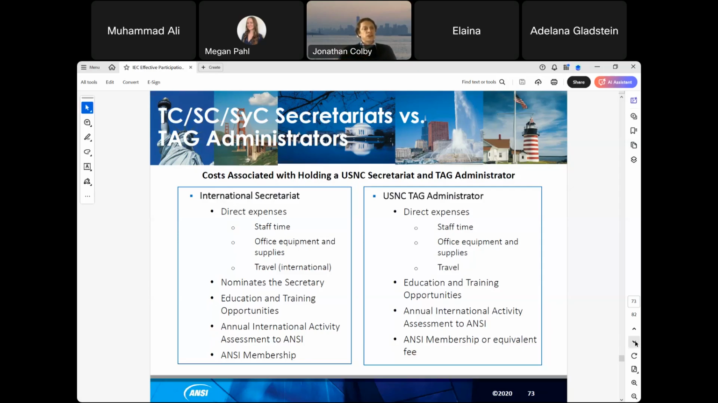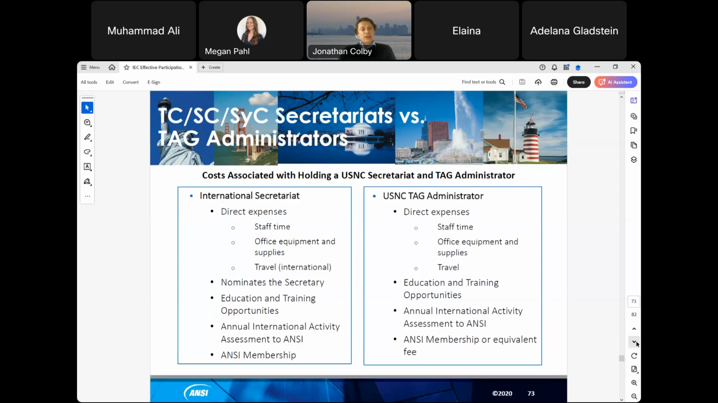Some other benefits include that you get to nominate the secretary, and there are chances within your organization for education and training opportunities. You are required to provide an annual international activity assessment to ANSI, and there would be ANSI membership fees.